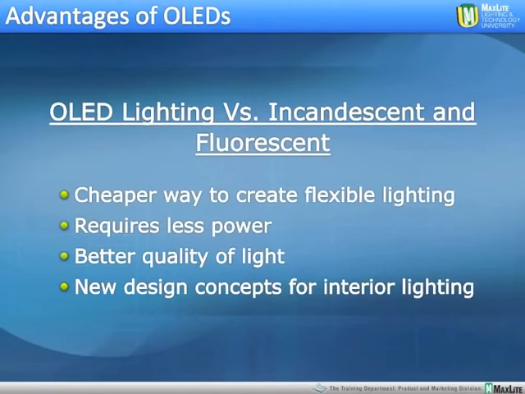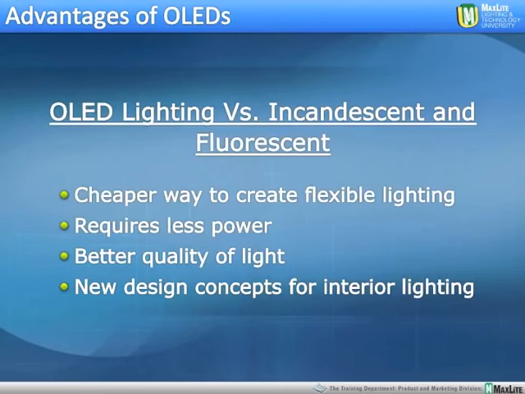Advantages today of OLED lighting versus the older incandescent and fluorescent technologies. OLED lighting is a cheaper way to make flexible lighting where that's required. Today, OLED is already the most efficient way to go. It requires less power than traditional incandescents and some of the earlier fluorescents that are out there. And that's referring to efficacy. When we look at total power, it's much less. As the efficacy grows, is how OLED is going to take the place of traditional light sources.